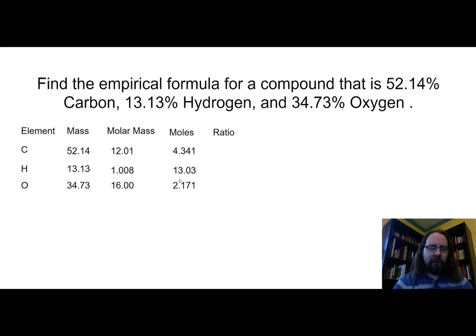Now, as before, we're going to find our smallest number of moles, which is oxygen, and divide every one of these numbers by that number, so that the smallest number in my ratio is 1, and it's easier to see what the relationship is here. So you might be able to eyeball it and guess how this is going to turn out, but let's see what happens. So if we divide 4.341 by 2.171, we get 2.000. Hydrogen, we get 6.002. And oxygen, obviously, since we're dividing this by itself, we get 1.000.